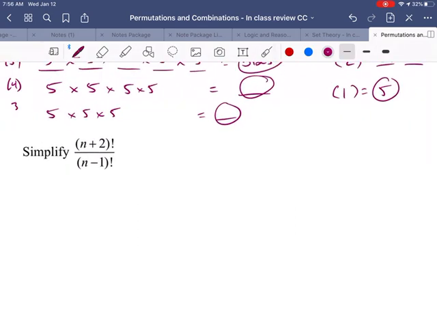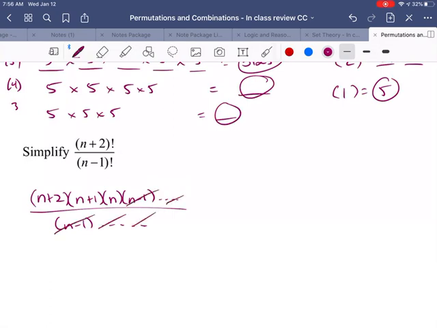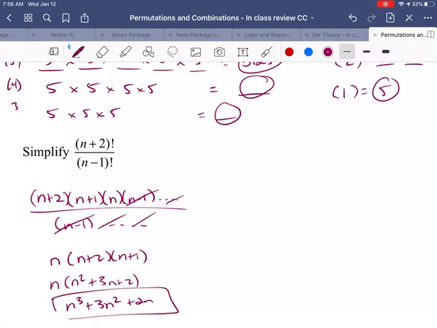Simplify this. Remembering that the factorial means that this pattern is going to be n plus 2 is the first thing, and then you just subtract 1 each time. So then it's going to be n plus 1, and then n minus 1, etc. And on the bottom, we're starting at n minus 1 and continuing the pattern. So everything after n minus 1 will simplify. So you're going to be left with n times n plus 2, n plus 1, and then that becomes n times n squared plus 3n plus 2, which is n cubed plus 3n squared plus 2n, your final answer.